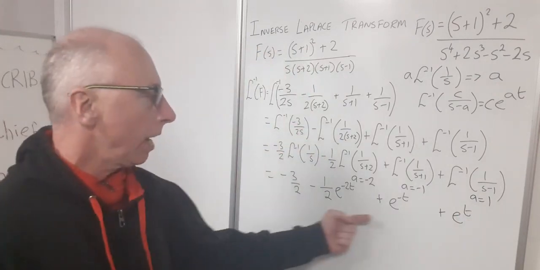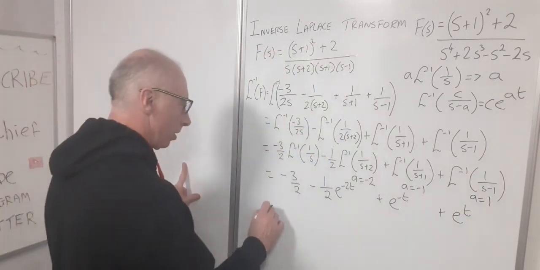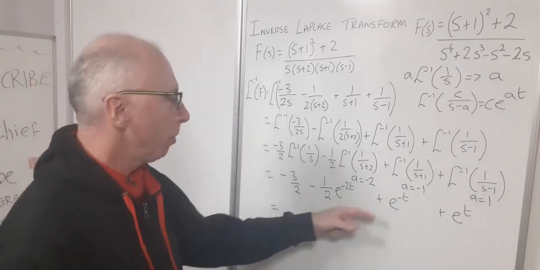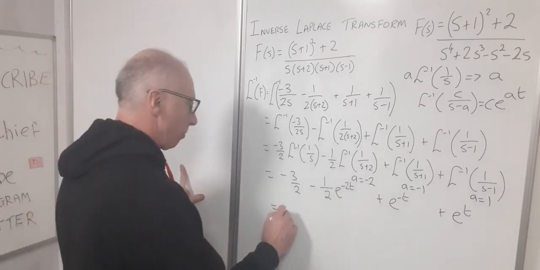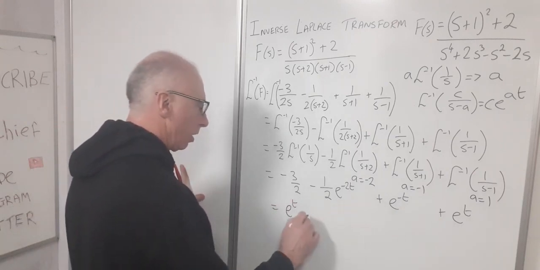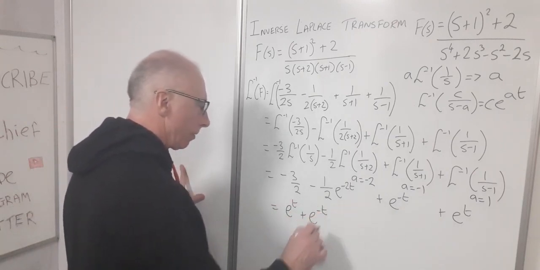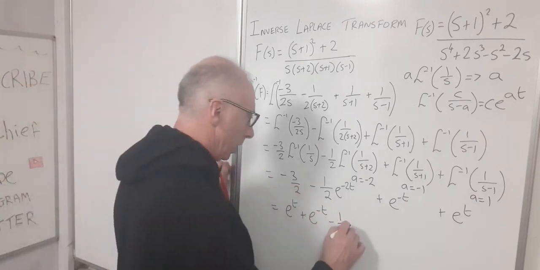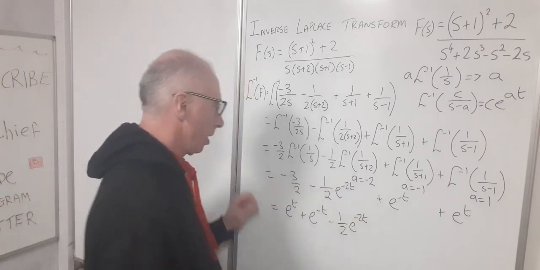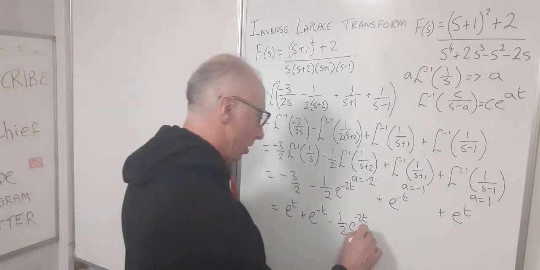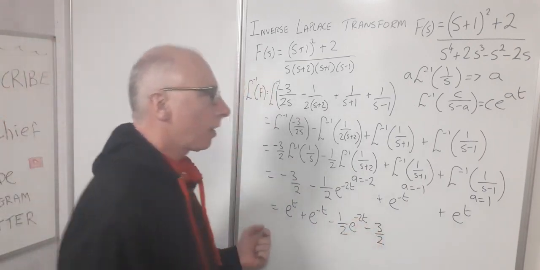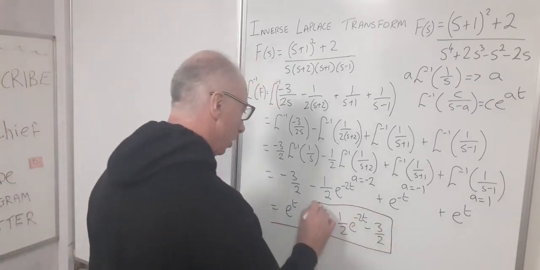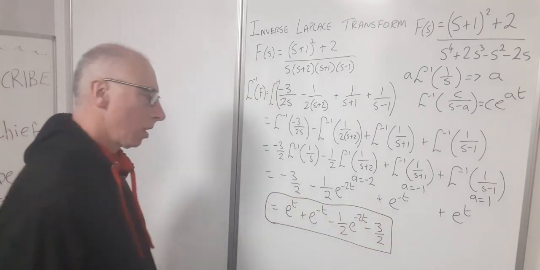Okay, so now let's just simplify this a little bit, just put it all a little bit more neatly. Minus signs I like to put at the back and a positive sign at the front. So now I'll write this as e to the t plus e to the minus t minus 1/2 e to the minus 2t minus 3 over 2. And I'm going to declare that as my result.